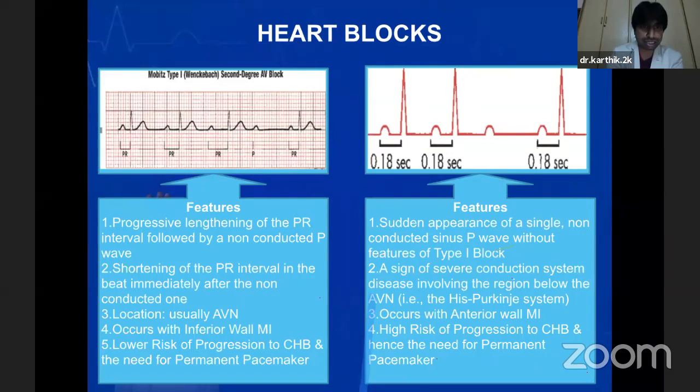As I said, in Mobitz type 1, there is a progressive prolongation of PR interval until a particular complex is completely dropped and not followed by a QRS complex. We can see that here the PR interval is gradually progressing from one beat to the next beat to the third beat until the fourth beat is completely absent, followed by no QRS complex, and the whole cycle repeats again. Usually, when this happens, the location of the block is at the AV node level.